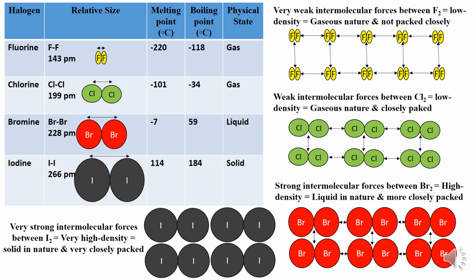And why is there variation in the intermolecular forces? Definitely the relative size of the halogen atom is one of the major factors. Additionally, what are the other supporting factors that lead to the variation in the intermolecular force between halogen molecules? So let me explain it. As you go down the group, the size of the halogen atom increases.